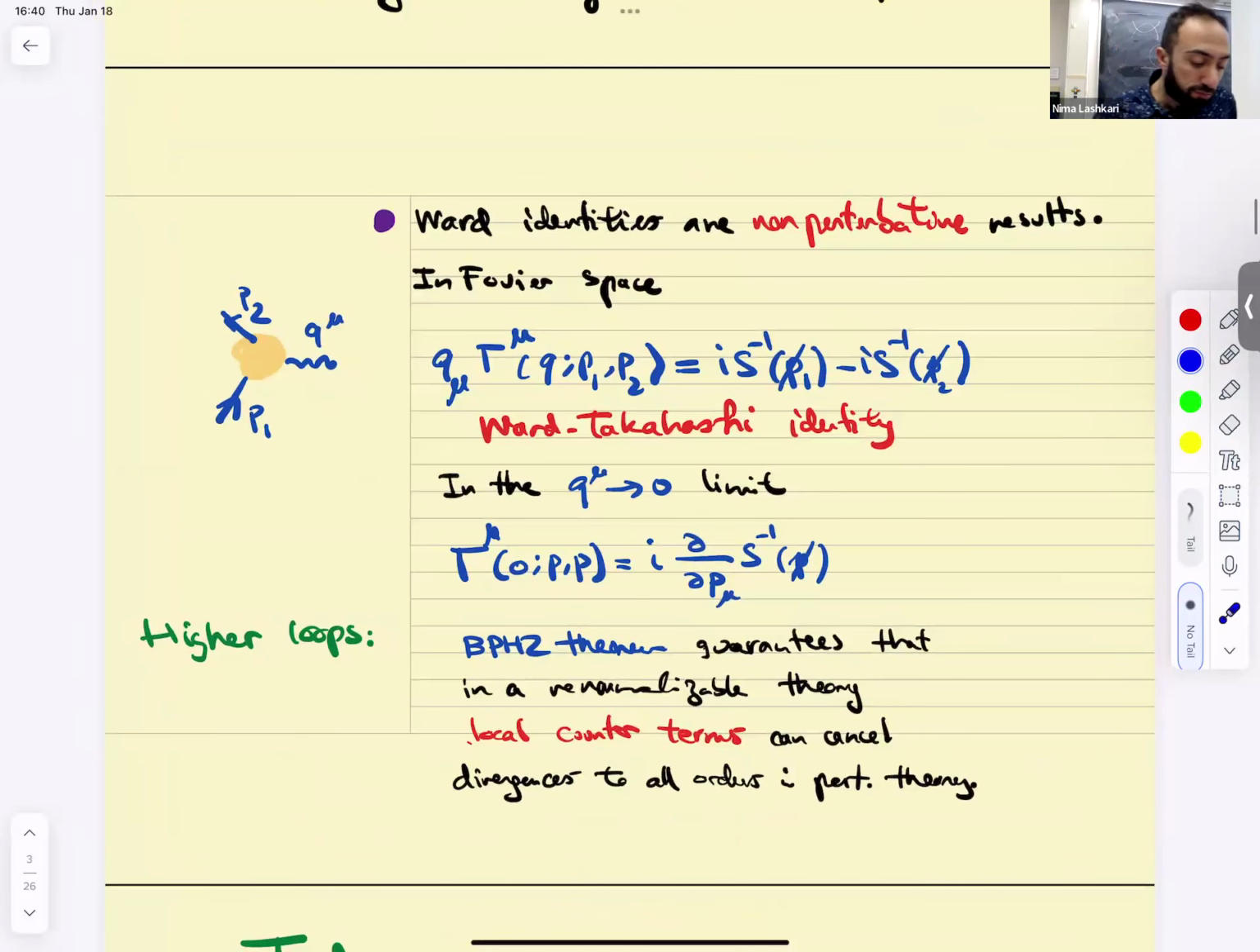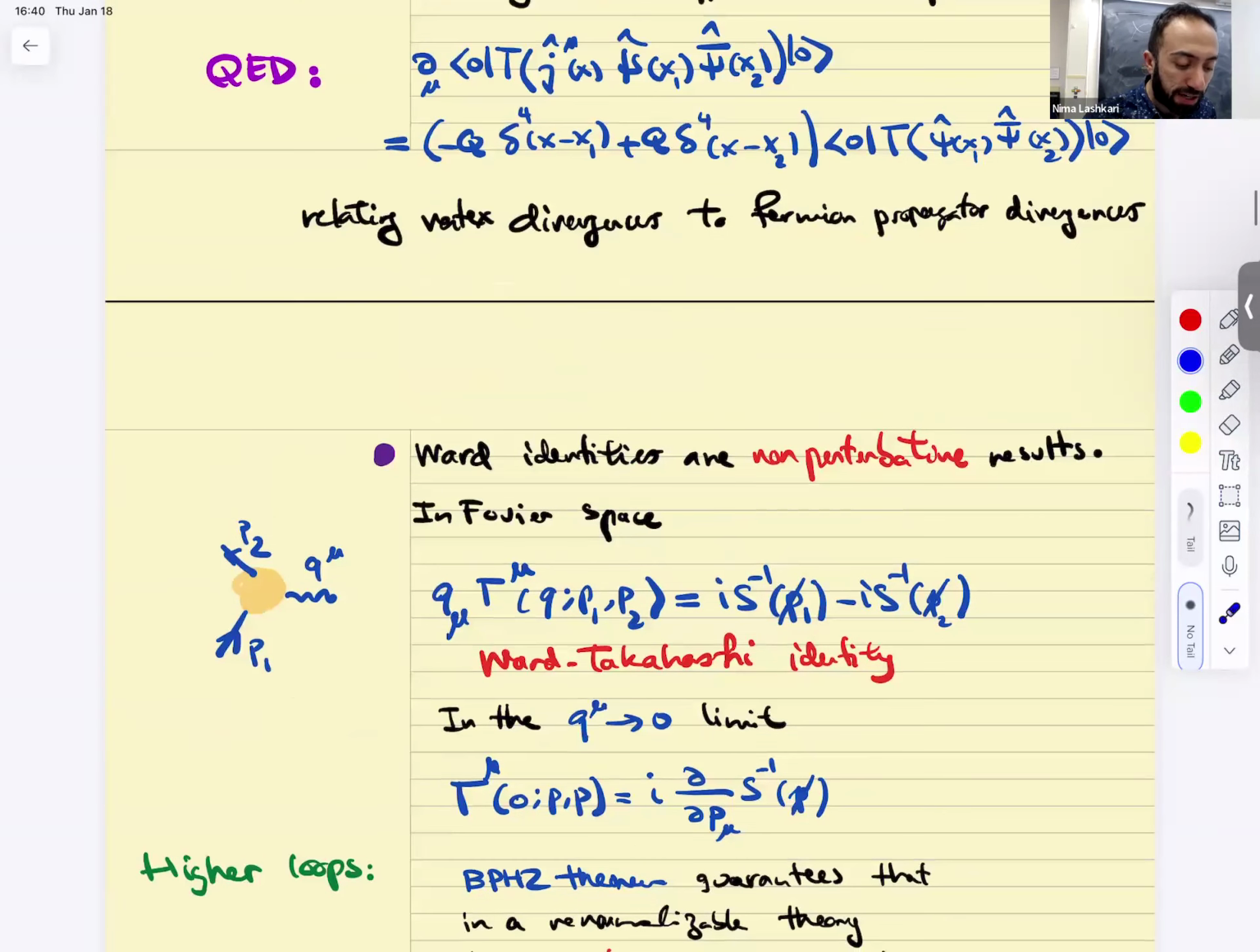So we said that Ward identities are non-perturbative results. They are like Schwinger-Dyson; they're non-perturbative. In Fourier space, we wrote it this way. It's basically this expression, the Fourier transform. So this is the full vertex, with p1, p2, and q. So q_μ Γ^μ takes this form. These are the Fourier transforms of these guys. And this is called the Ward-Takahashi identity.